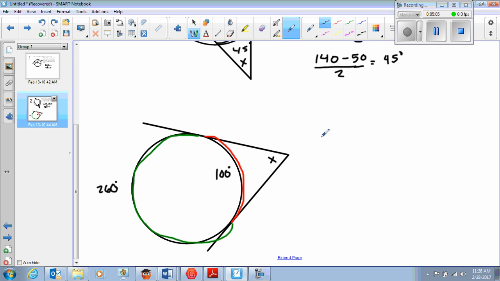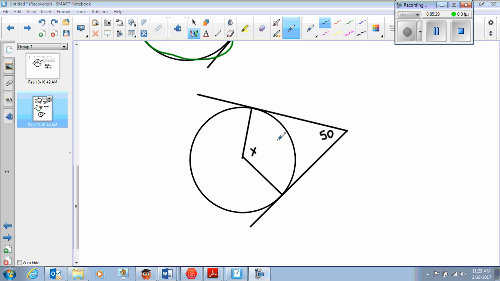So I actually do know the big arc, 260, minus the little arc, 100, divided by 2, is going to give me my angle measure. So 260 minus 100 is 130. 130 divided by 2, and it would tell me that x is a 65-degree angle right there, sorry about the sloppy writing. So x would be 65.